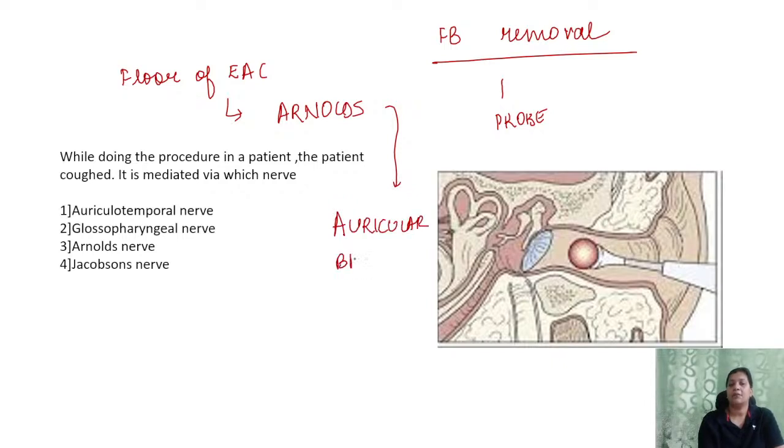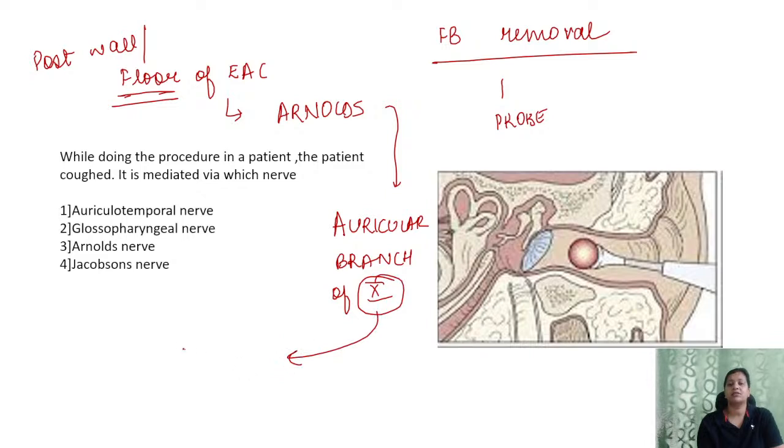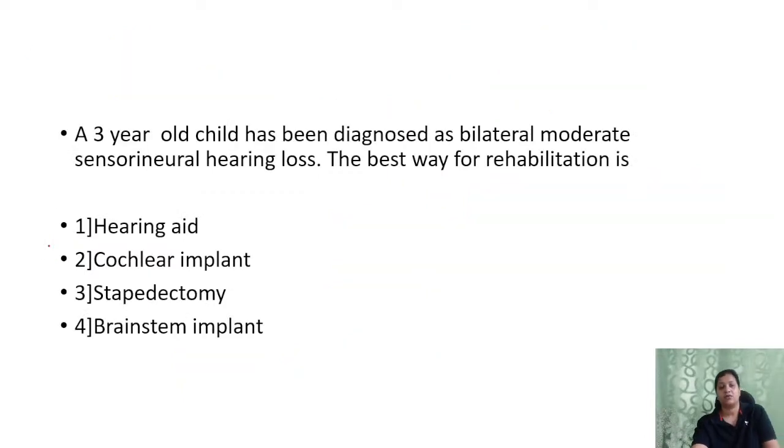So this auricular branch of the vagus nerve will get stimulated whenever you do any probing of the external auditory canal, especially in the floor or the posterior wall. Now this vagus nerve also is responsible for causing the cough reflex. So the cough reflex is mediated whenever you are stimulating Arnold's nerve. Arnold's nerve is also called Alderman's nerve. So I think this is quite an easy repeat question. Let us go to the next question.